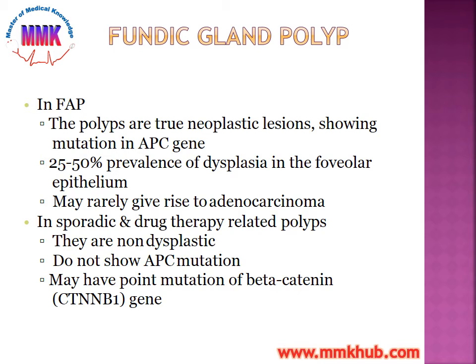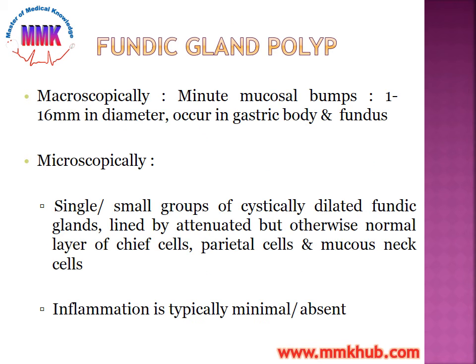In familial adenomatous polyposis, the polyps are true neoplastic lesions showing mutation in the APC gene. There is 25 to 50% prevalence of dysplasia in the foveolar epithelium and they may rarely give rise to adenocarcinoma. In sporadic and drug therapy related polyps, there is no dysplasia, there is no mutation in the APC gene, but they may have mutation of the beta-catenin gene. Macroscopically, fundic gland polyps are minute mucosal bumps 1 to 16 mm in diameter and occur in the gastric body and the fundus.